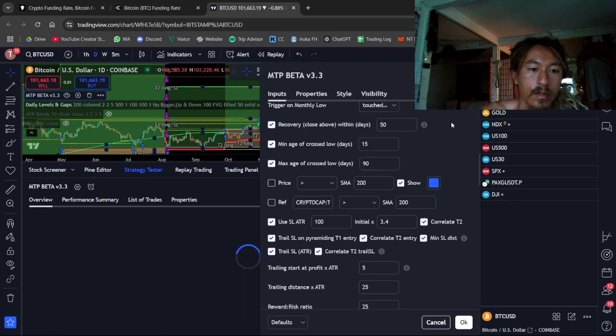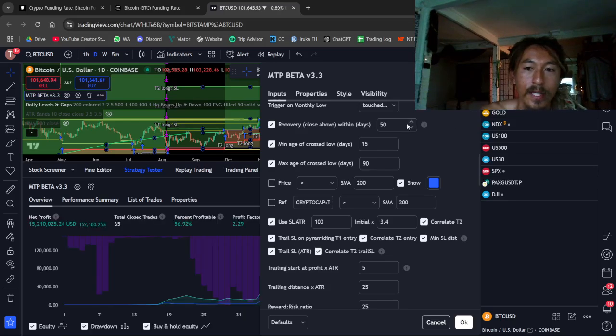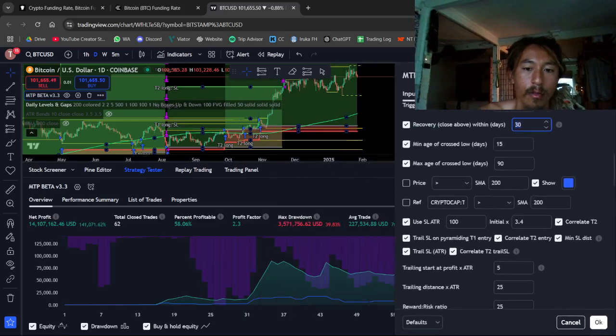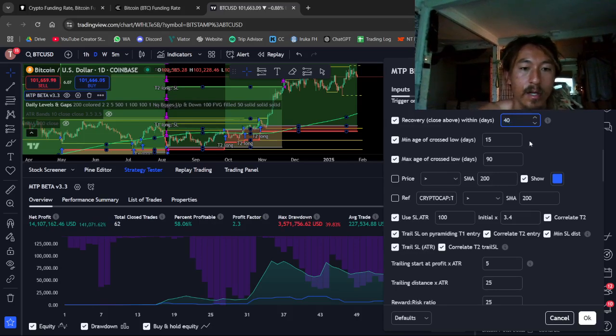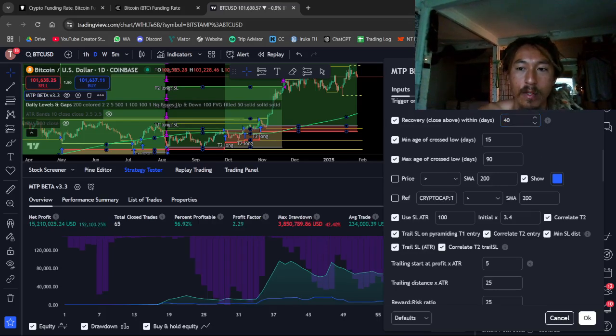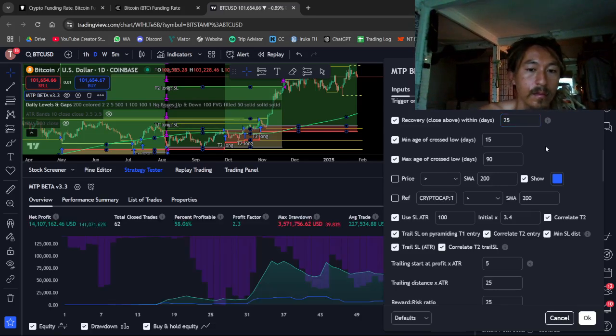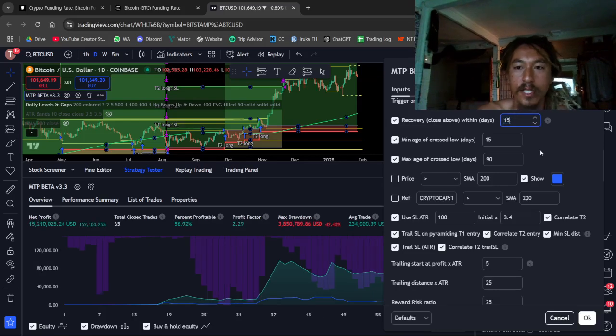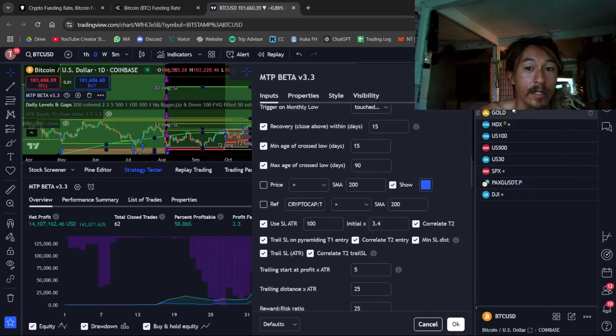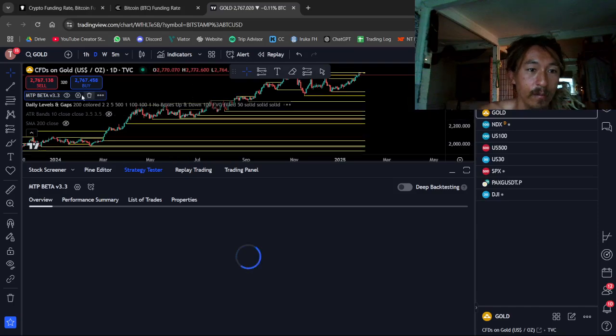So being at 50, let me put it at 30 to see. Okay, 30 is about the same. Let's put it at 25. No, actually 40 or 50 is the best for Bitcoin. So this is something I'm just discovering. I didn't know this actually. This is why we test.